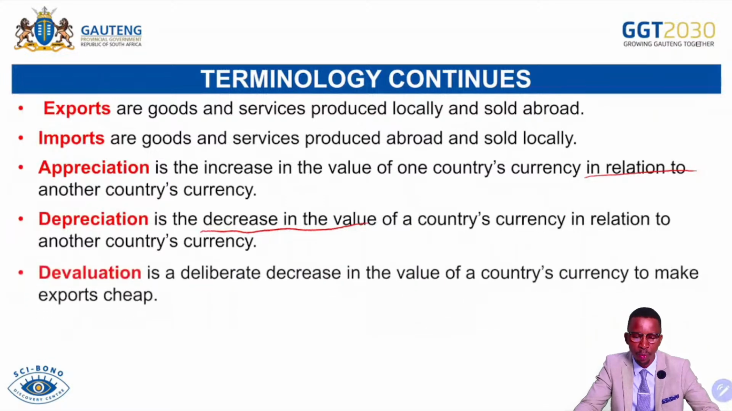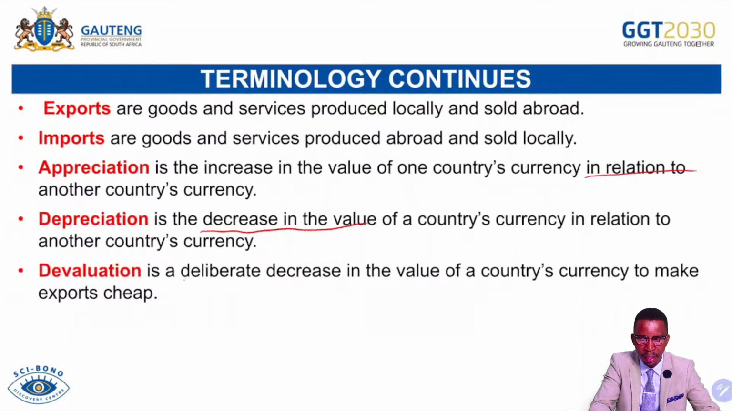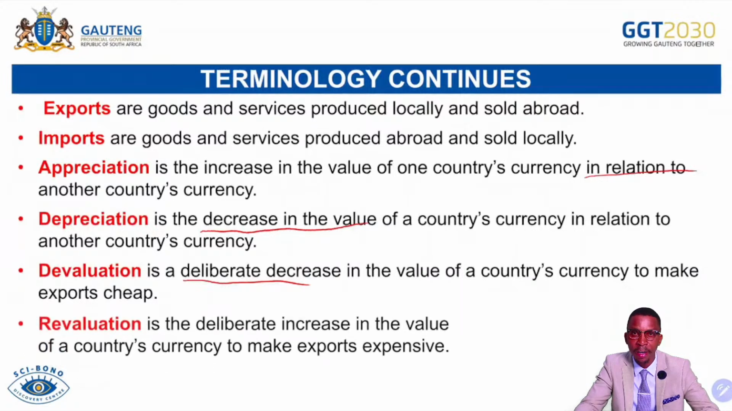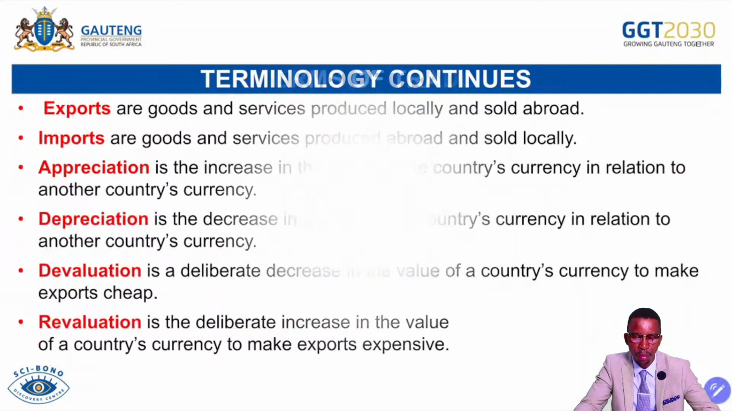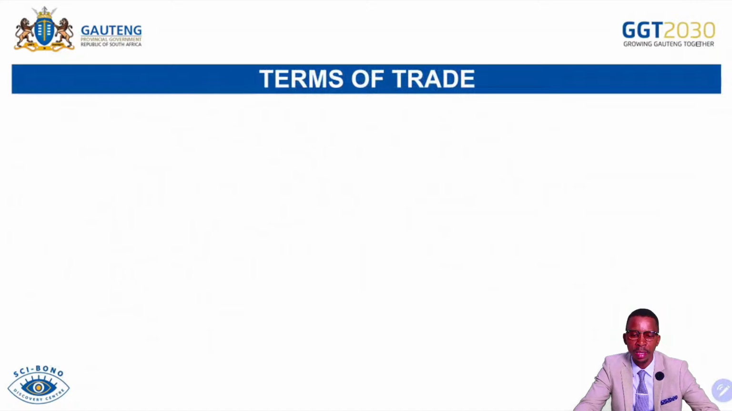And then we have devaluation, which is defined as a deliberate decrease in the value of the country's currency to make exports cheap. And then we have revaluation, which is defined as the deliberate increase in the value of the country's currency to make exports expensive. As for devaluation and revaluation, there is no market intervention in there. Here, the government intervenes by influencing the currency. That's what we call devaluation and revaluation. It will be discussed also. So the lesson starts here.